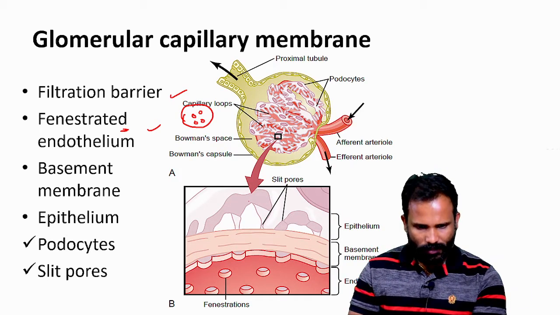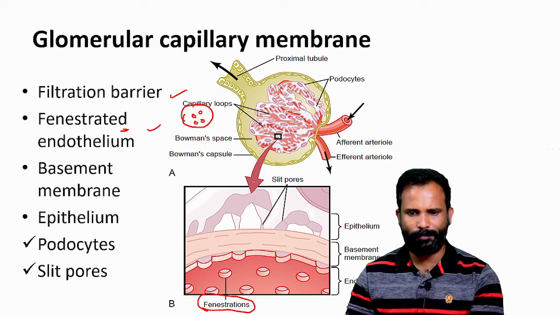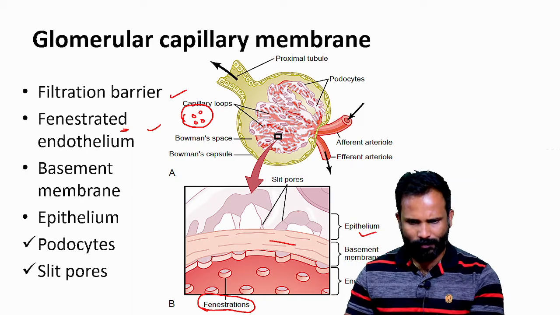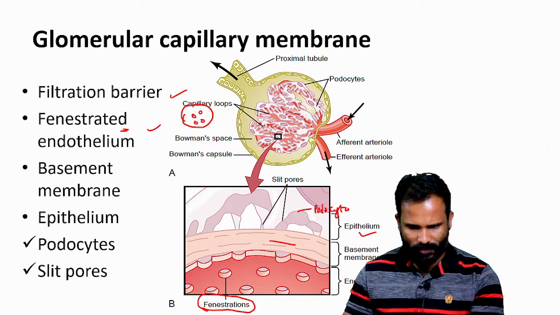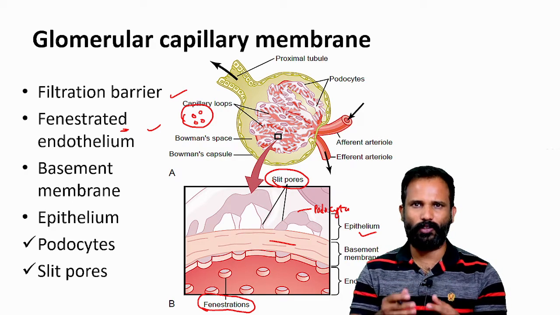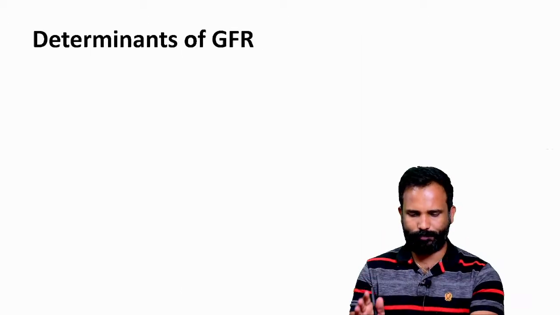So here is the filtration membrane with the fenestrated endothelium of the glomerular capillary, and in between there is the basement membrane fused with the basement membrane of the epithelium which contains podocytes, and in between these podocytes we have slit pores. This is the filtration barrier through which the blood is filtered into the tubule.